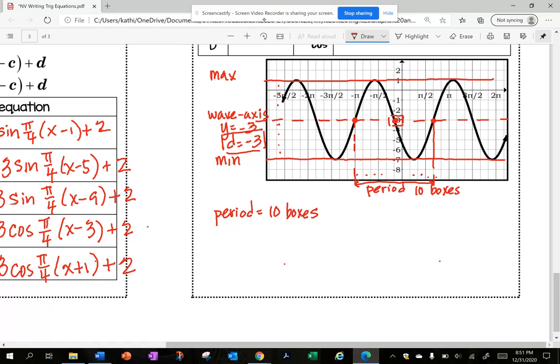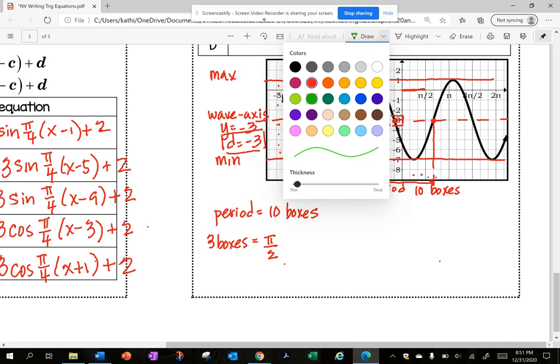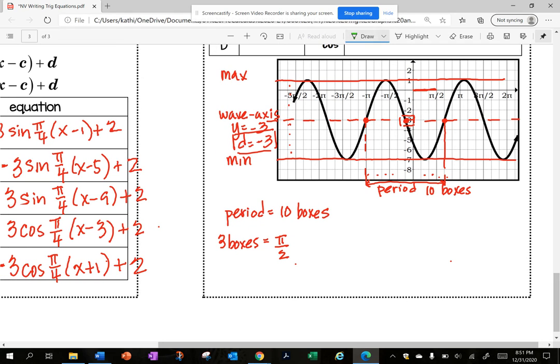If I count over here, I'm counting 1, 2, 3 boxes is pi over 2. So 3 boxes equals pi over 2. So if I want to know what one box is, I need to divide both sides by 3. So 3 divided by 3 is 1. And this will be pi divided by 2. And I flip and multiply, right? So right now this is 3 over 1, so this is going to be times 1/3. So one box is pi over 6.